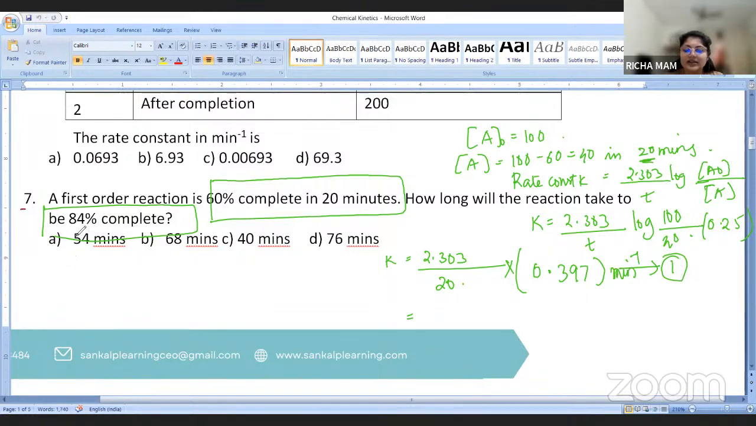Now we will see the time for 84% completion of the reaction. So the time taken for 84% will be 2.303 by K, because what we are finding is time, and we know the rate constant, we have the rate constant here, right?